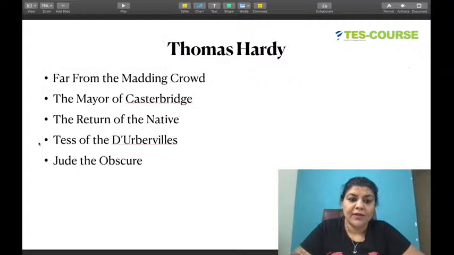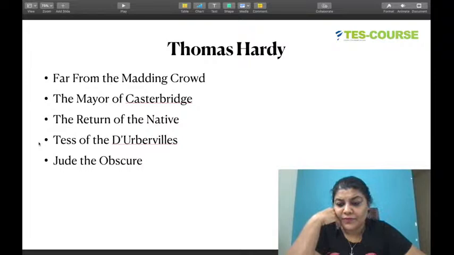Which of these novels depicts the death of a horse named Prince? It is Tess of the D'Urbervilles. Which depicts a furmity shop? Mayor of Casterbridge. Which depicts a skimmity ride? Again, Mayor of Casterbridge. Which depicts the killing of a pig? It is Jude the Obscure.